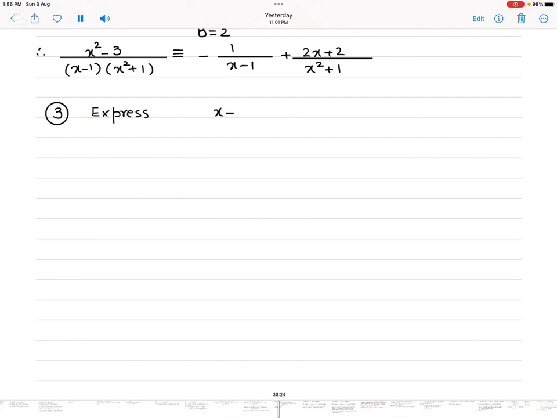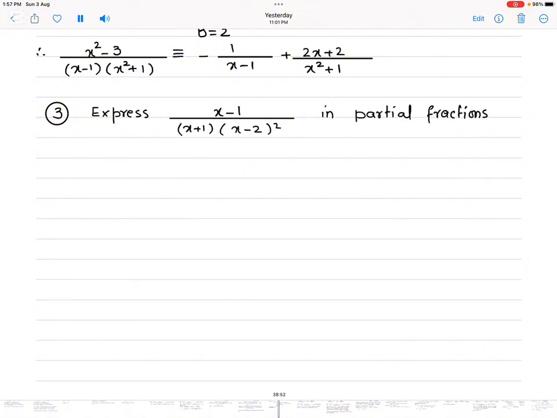Number 3. Express x minus 1 over x plus 1 times x minus 2, whole squared, in partial fractions.